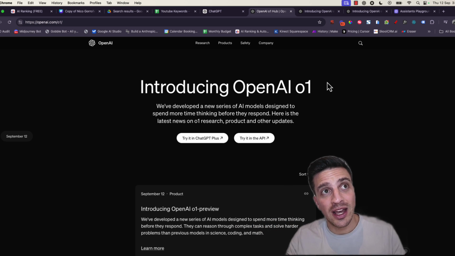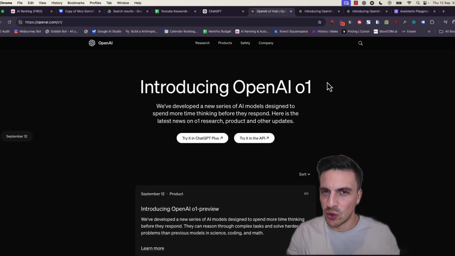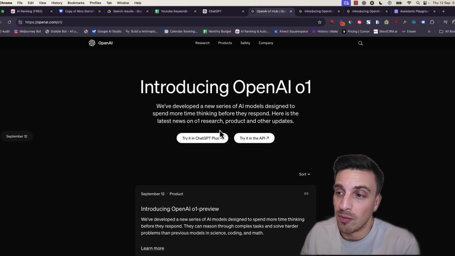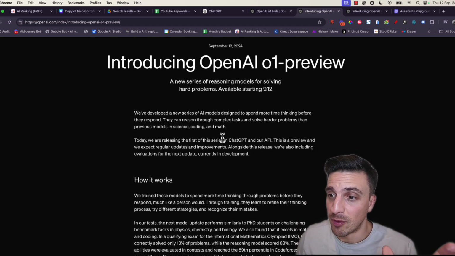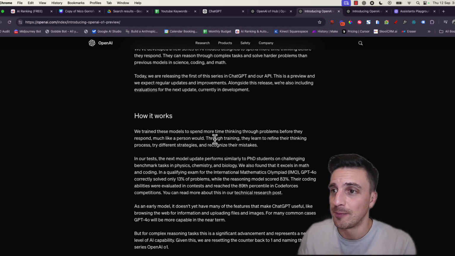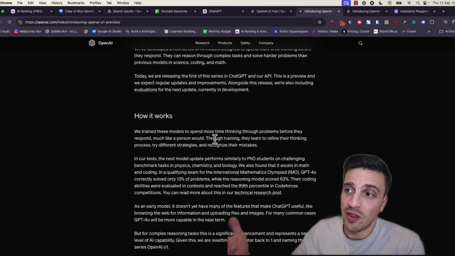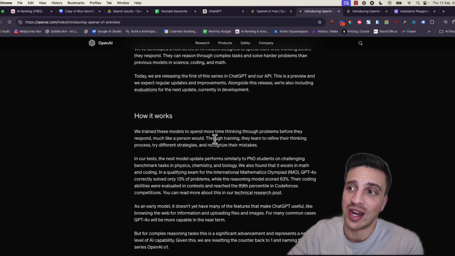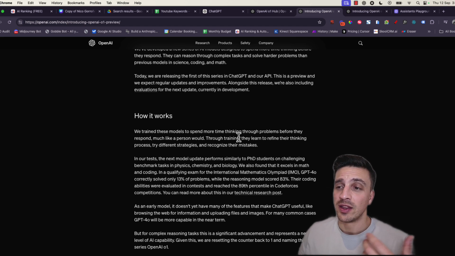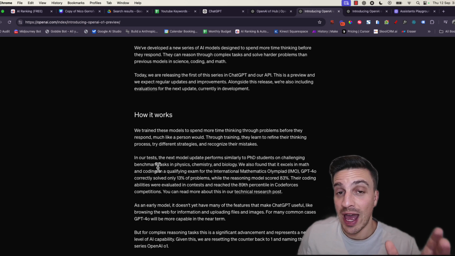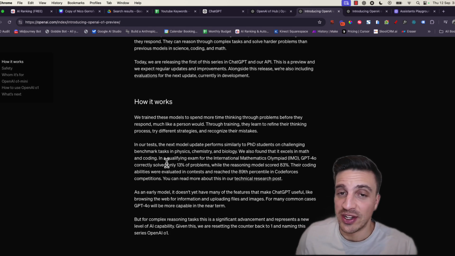It's a little bit like the Llama Reflection model that we saw a little while back, but obviously from OpenAI. If we look at the documentation that they've provided, they have trained this much like they do with the other models, except this one is just trained to spend more time thinking about the problem before they respond.